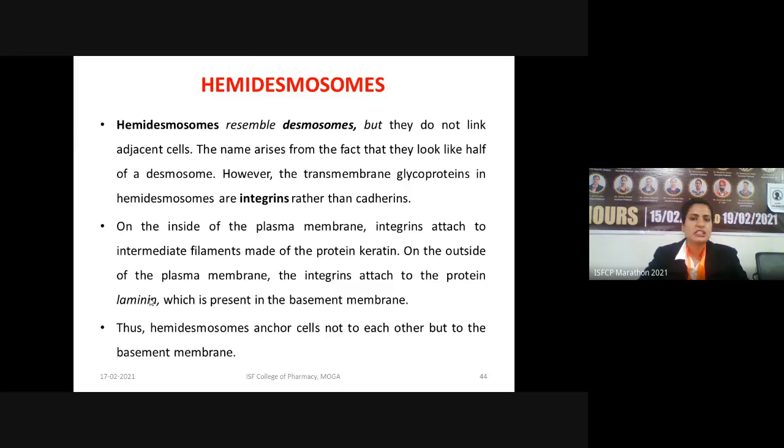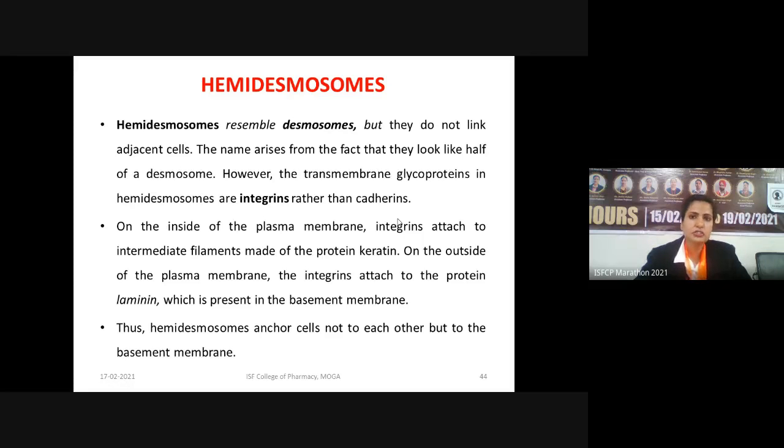Next structure we have is hemidesmosomes. The word hemi means half, and desmosome means desmosome. Hence, we can say that hemidesmosomes resemble the desmosomes. They are quite similar to the desmosomes, but they do not link to adjacent cells. The junctions which we have studied earlier were all linking one cell to another cell, but here is one exception. Hemidesmosomes, which are half desmosomes, do not link neighboring cells. Instead, they link the plasma membrane to the basement membrane of the tissues.